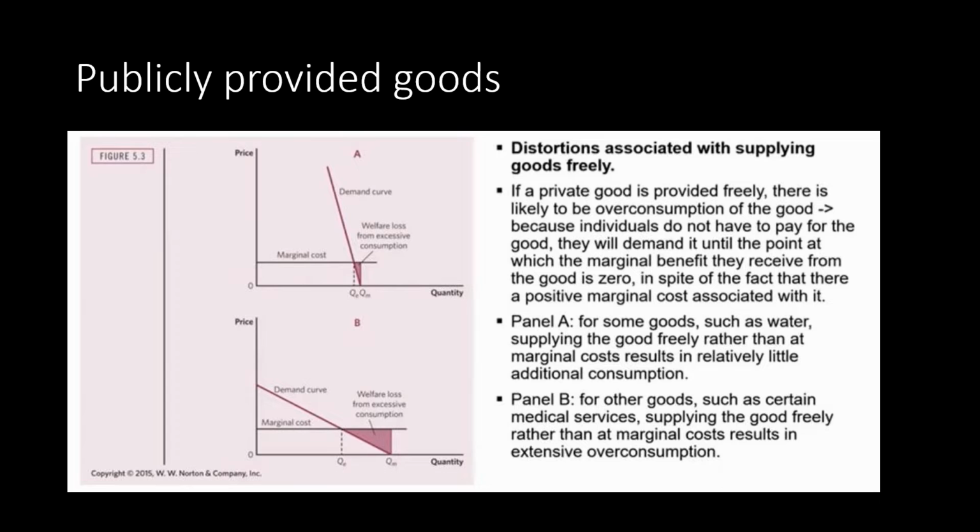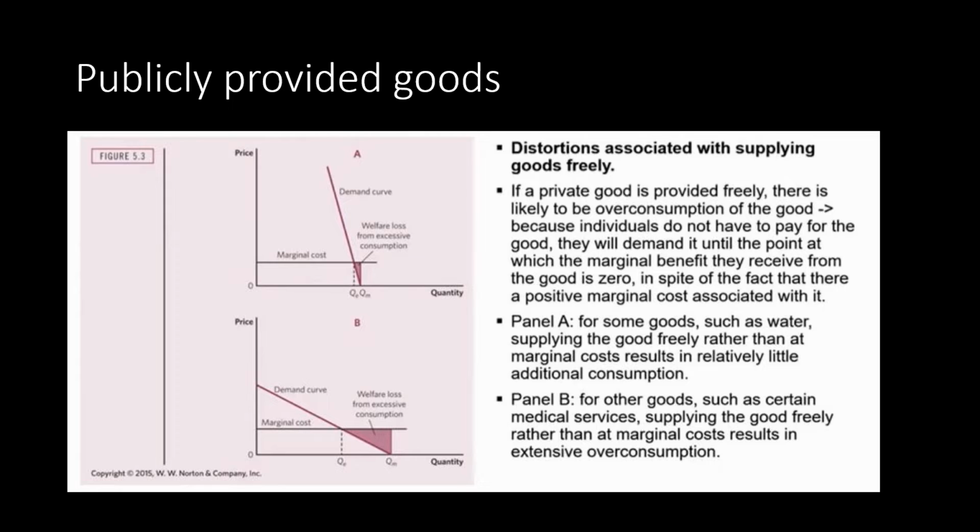So here we have a graph which is showing distortions associated with supplying goods freely. If a private good is provided freely, there is likely to be overconsumption of that good. Because individuals do not have to pay for the good, they will demand it since the good is free. They will demand it until the point at which the marginal benefit they receive from the good is zero, in spite of the fact that there is a positive marginal cost associated with it.